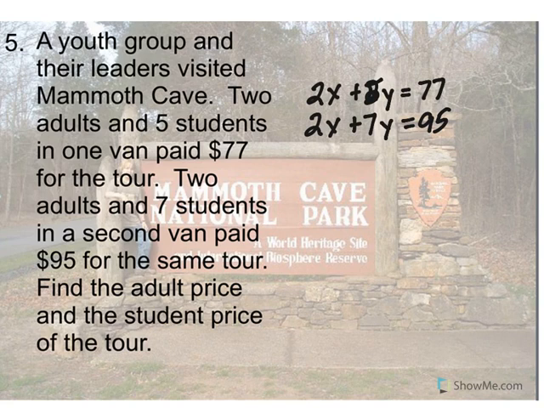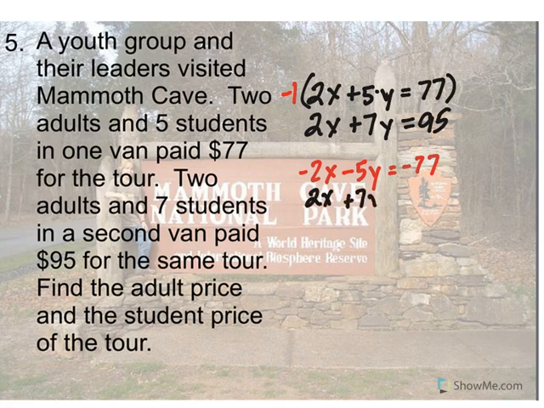This is going to be a little bit easier for me to solve using elimination. Before we've been using substitution, but I can solve this using elimination. I'm going to need one of these equations to be the opposite. I'm going to eliminate the x's here because they have the same coefficient. So I have negative 2x minus 5y equals negative 77. Bottom equation I didn't change, so I'm just going to copy that down.